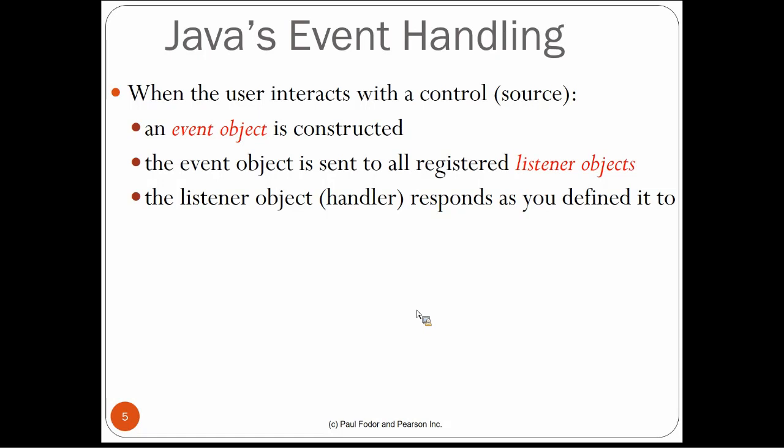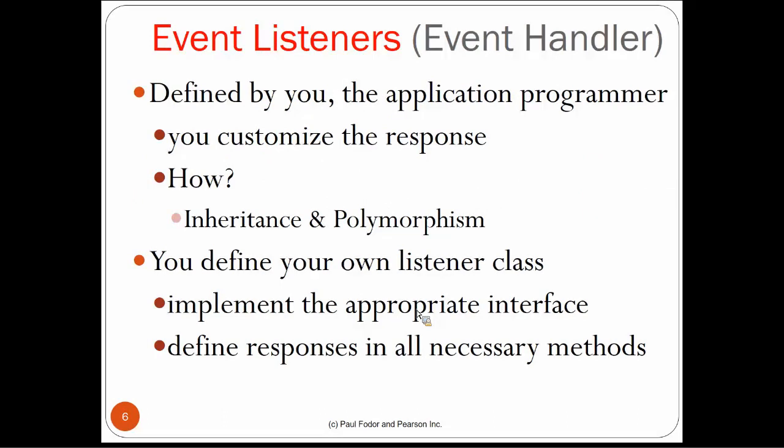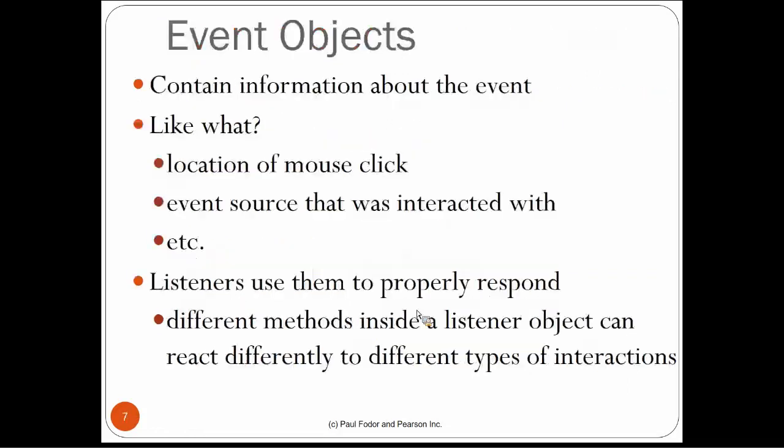The event handler is defined by us. We specify the method that gets called when an event is detected. We define our own listener class, using inheritance and polymorphism. We basically implement an event handler instance of the type of handler handled by that GUI component. The event objects contain information about the event, like the location of the mouse click and the source that this event happened on, and we define what happens when such an event is triggered in the listener.